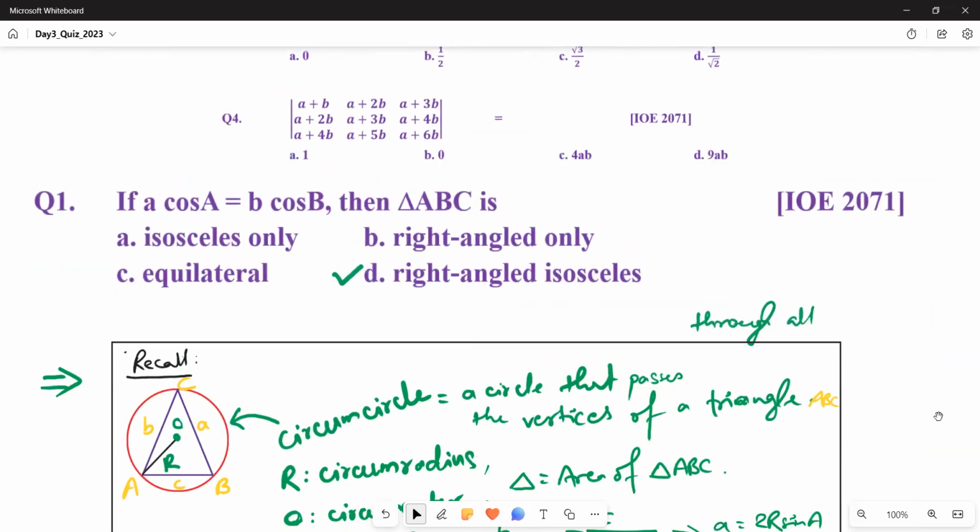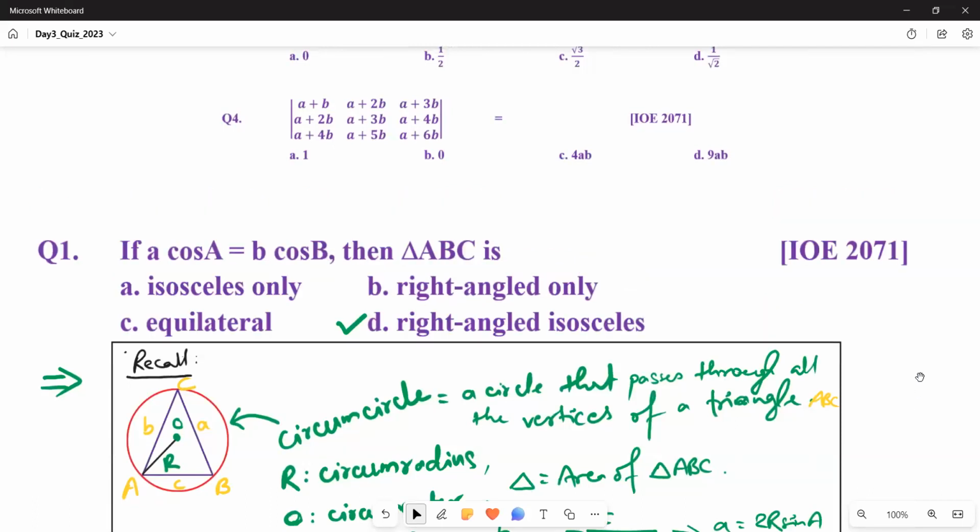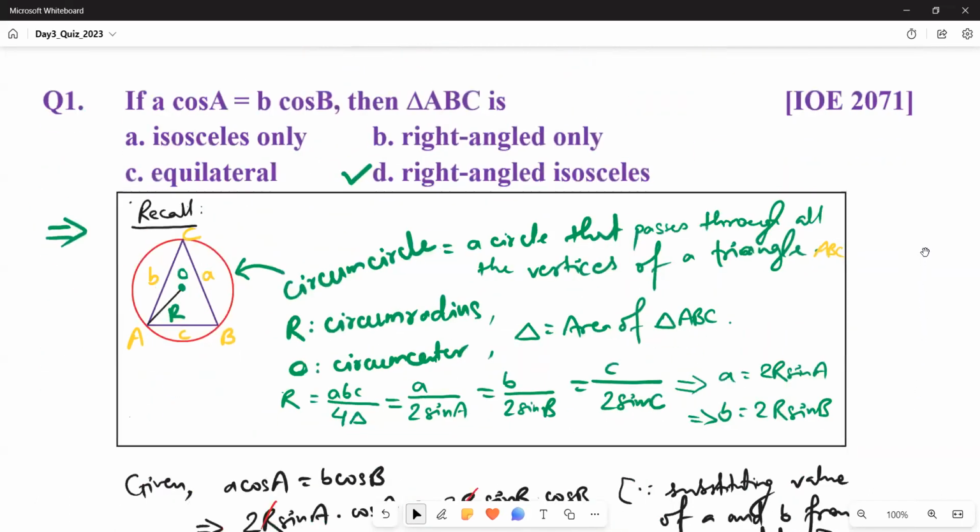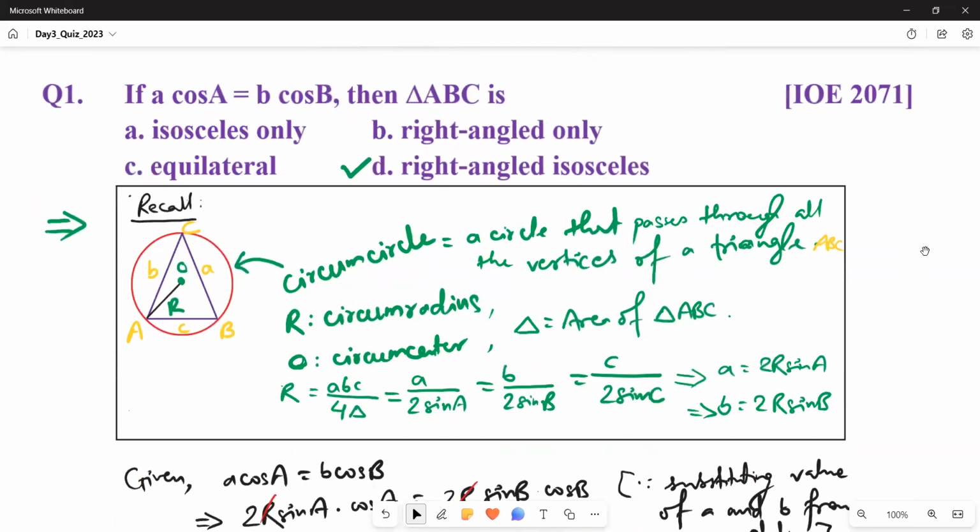Our question number 1 was like this: if a cos A equals b cos B, then triangle ABC is, and the options are isosceles only, right angled only, equilateral, and option D is right angle isosceles. Before solving this, let me recall that relations like a cos A equal to b cos B, these types of relations mainly come in what?